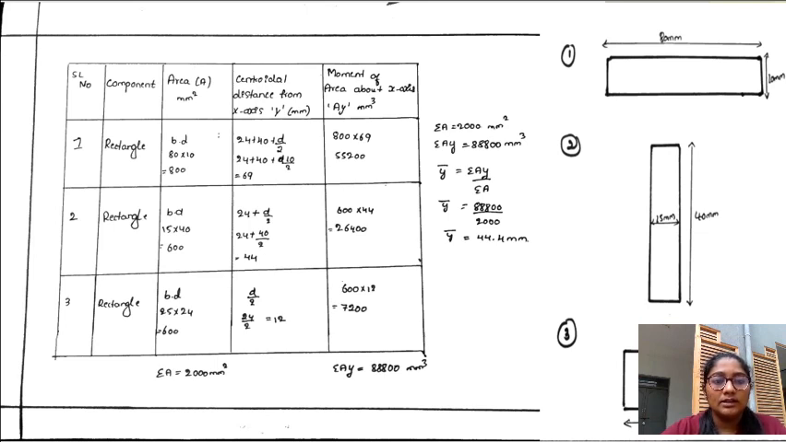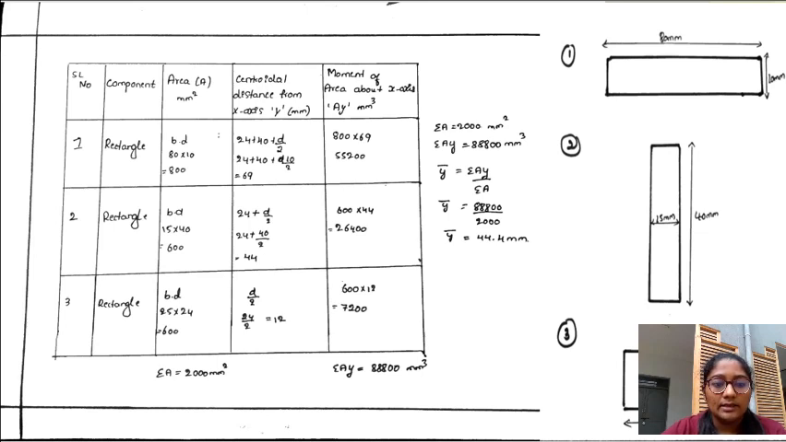For our second component, we have to do the same as we did in the first component. Here the area of the rectangle is breadth into depth, 15 into 40, which is equal to 600. The centroid distance from x-axis is 24 plus d by 2. For the second component I have taken only 24 because it is not too far from the x-axis. So I have taken 24 plus 40 divided by 2, we get 44, and I have multiplied 600 into 44, which gives the answer 26,400.